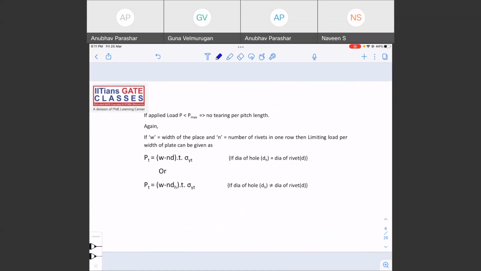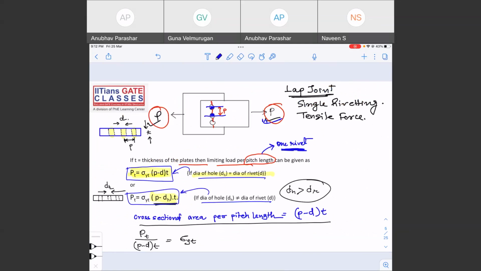Now, as I said, you can write this formula in two ways, per pitch length or per width. So what is this? This is the maximum force that can be applied. Whatever you have obtained, this is the maximum tensile load that can be applied without failure.